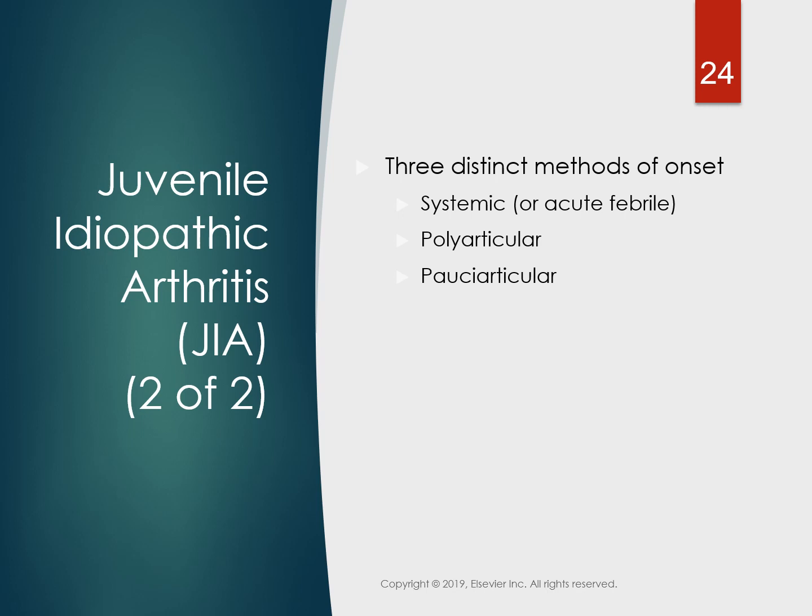JIA inhibits the child's social interactions and can interfere with the development of a positive self-concept. This long-term disease is characterized by periods of remission and exacerbations.